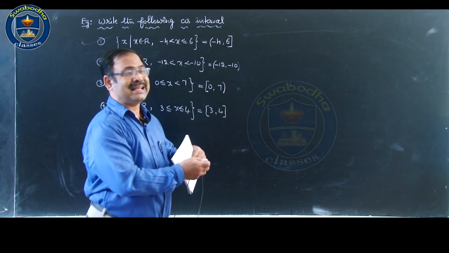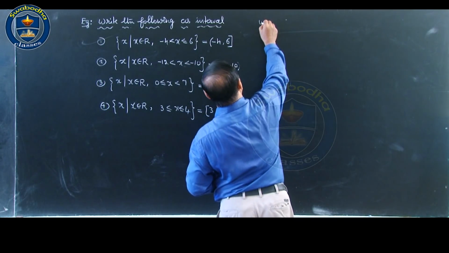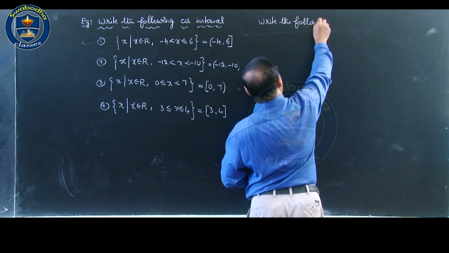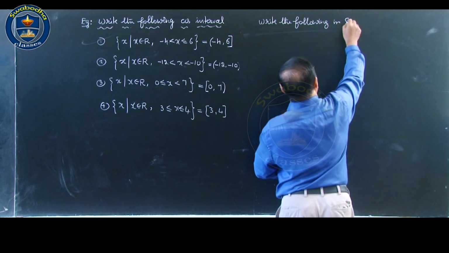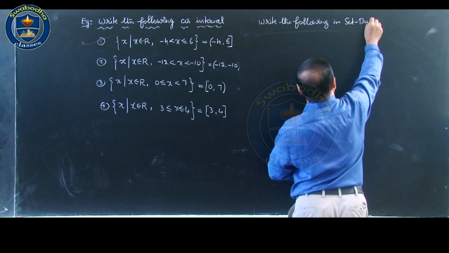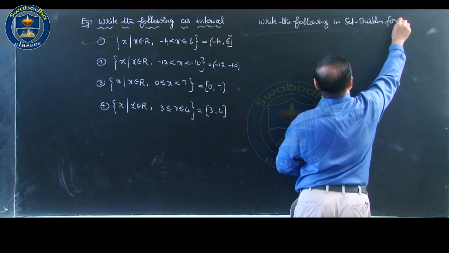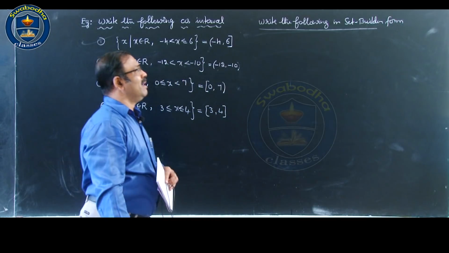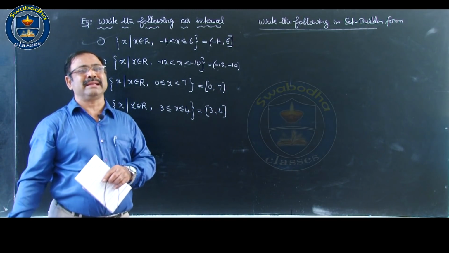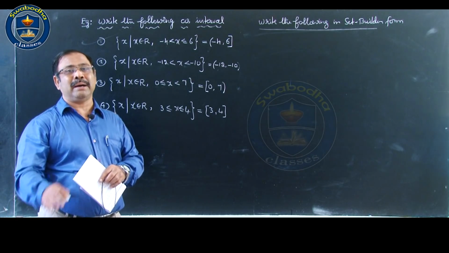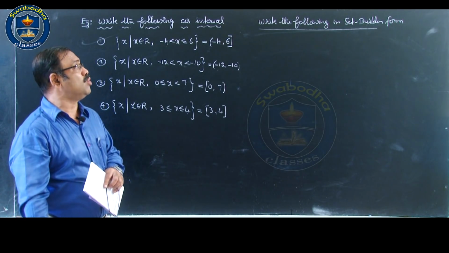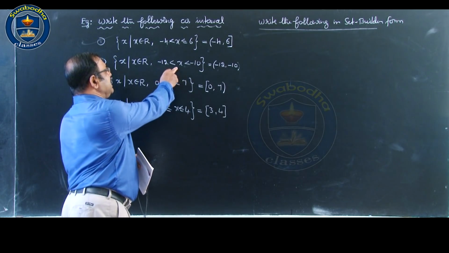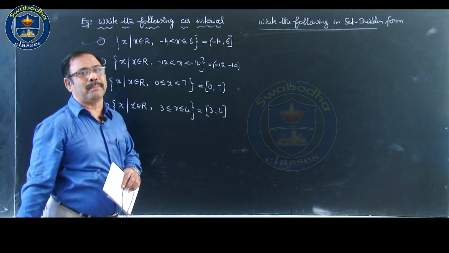Now, write the following in set builder form. In my last class I have explained this. Set builder form means it is actually a representation where the sets are being represented by one single property, but it is not possessed by any element outside the set. So, this is a set builder form, because it is being defined with respect to one single property.